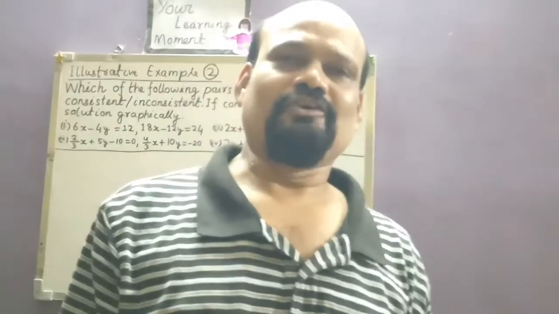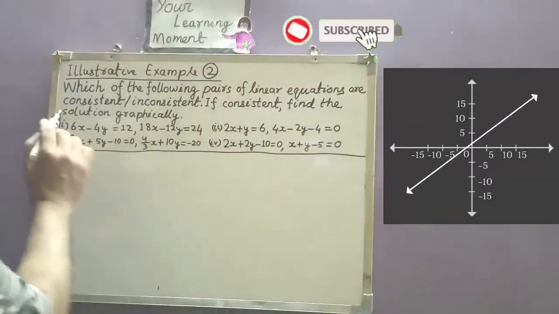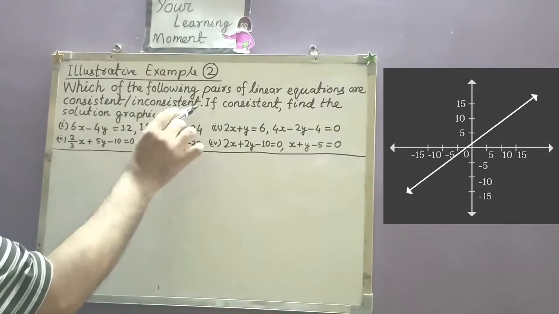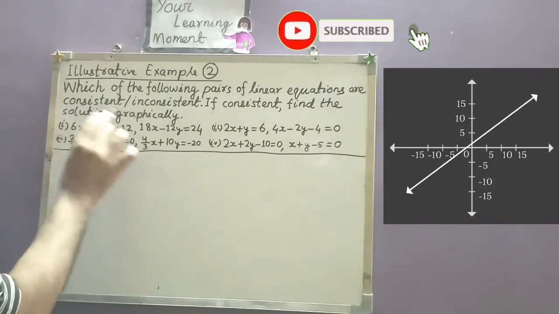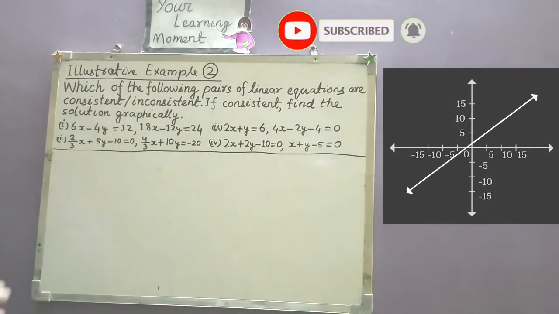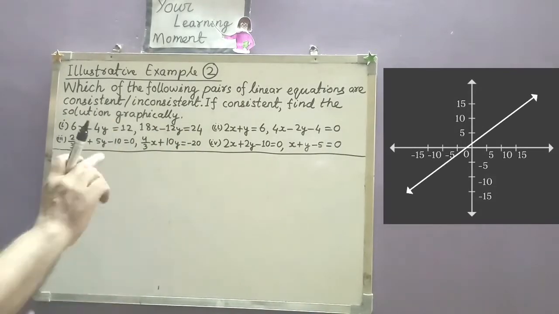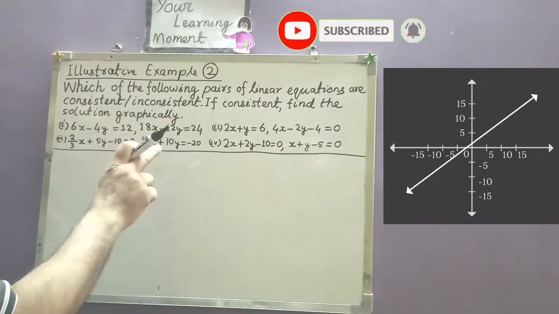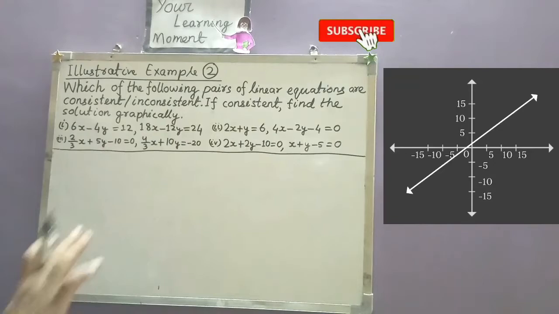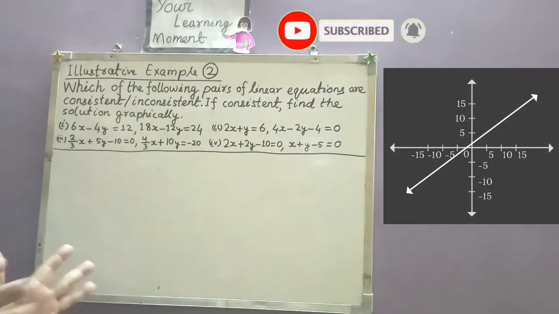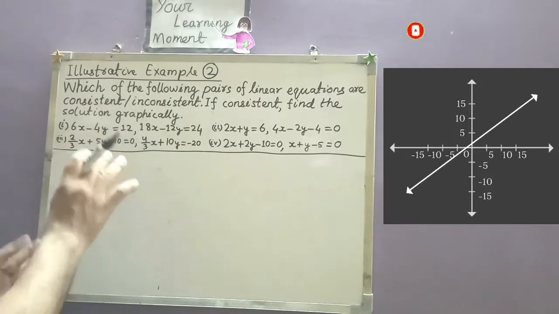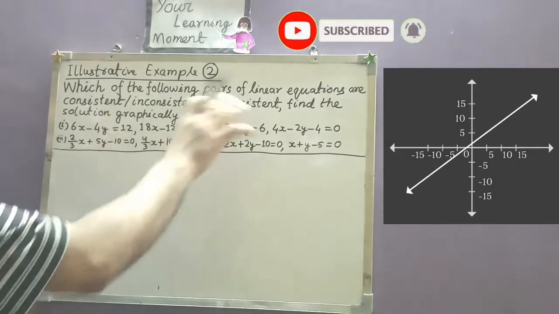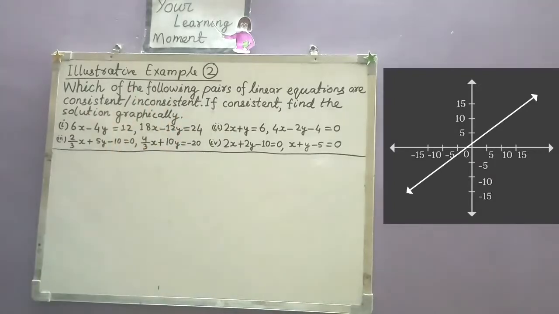Let us consider illustrative example 2. Which of the following pairs of linear equations are consistent or inconsistent? If consistent, find the solution graphically. First we have to find the values of a1, a2, b1, b2, c1, c2 of each of these pairs of equations. Then we compare their values. If any equations are found consistent, then we will find their solution graphically, right?